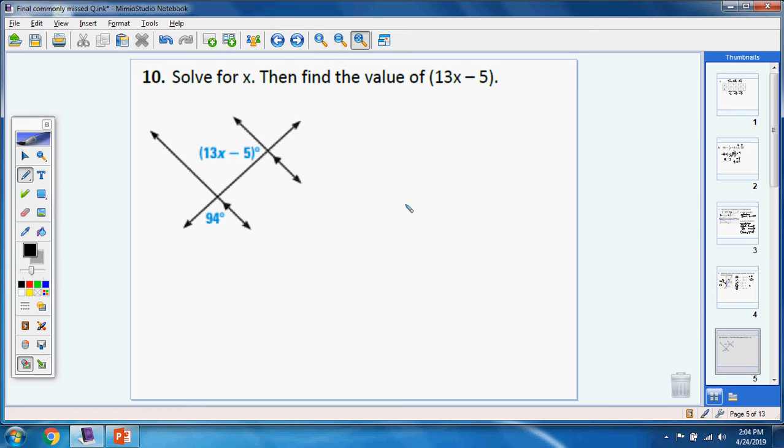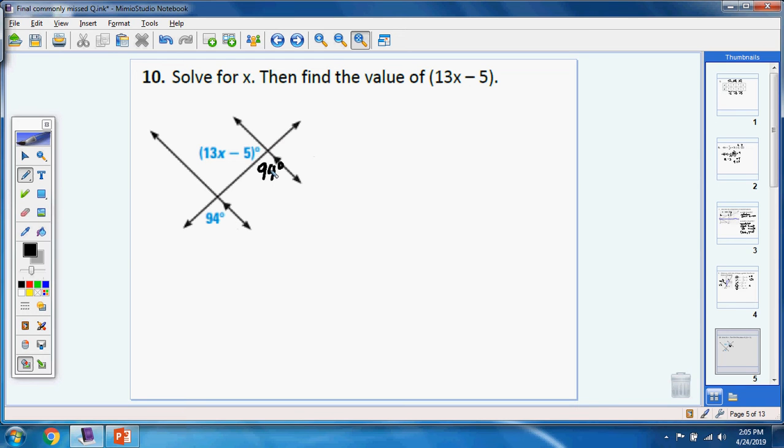All right, for this one, solve for x, then find the value of 13x subtract 5. So let's see here. We've got a few ways to do this. I know that these are not equal to each other because they're not congruent. There's no connection with the corresponding, not vertical, anything like that. Ooh, but you know what? This is corresponding to this. And these together are supplementary.